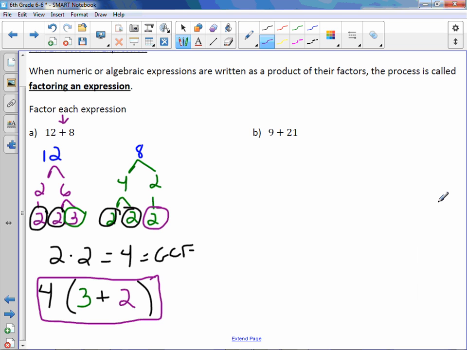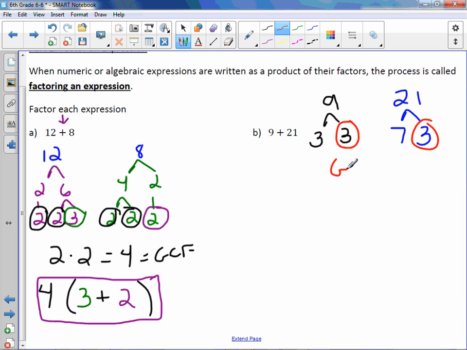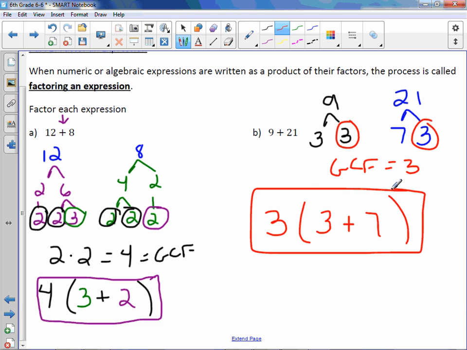Let's look at letter B. Again, let's do some factor trees. Keep 9 on the left. 9 is 3 times 3. 21 is 7 times 3. Looks like a 3 is in common, so the GCF equals 3. On the outside of the parentheses is a 3. Remaining on the 9 tree is a 3. Bring down that plus sign. And remaining on the 21 tree is a 7. So this is the factored expression.